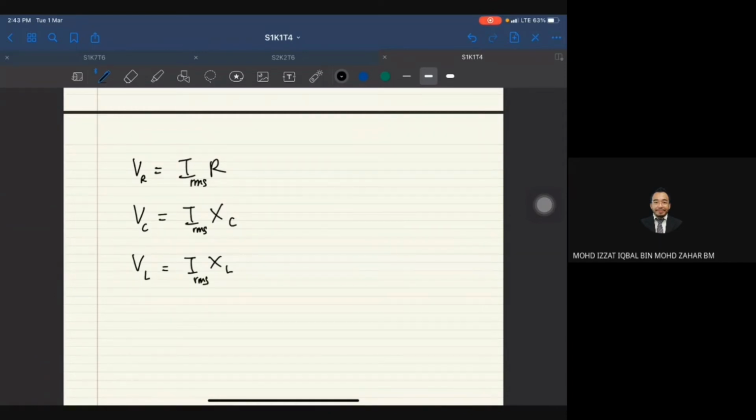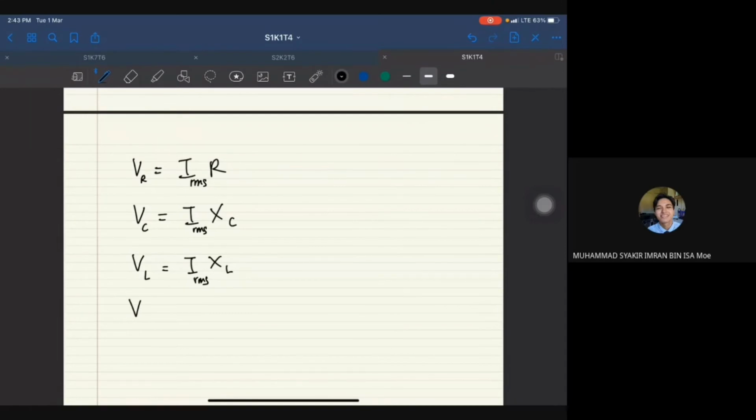Faham ke tidak? Dia sama macam Ohm's law, cuma instead of R, dia gantikan yang belakang tu. Tapi kamu kena ikut lah. Yang ni across the specific component. Kalau dia satu component saja, ini sama dengan VRMS. VRMS. Kalau satu component sajalah. Okay. Boleh ikut ke tidak?